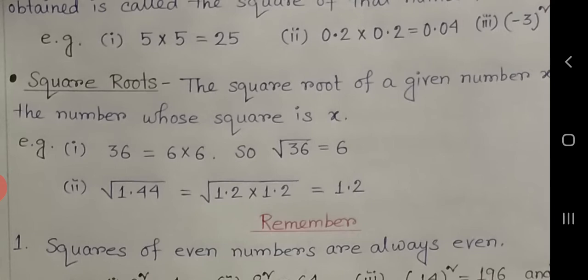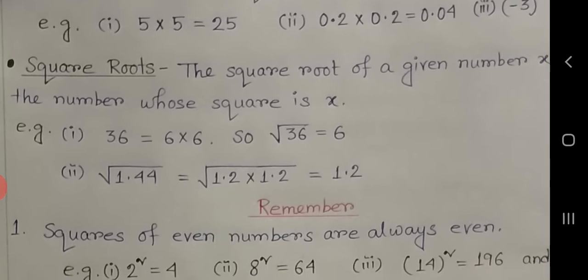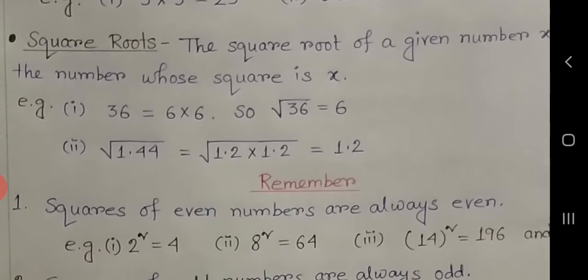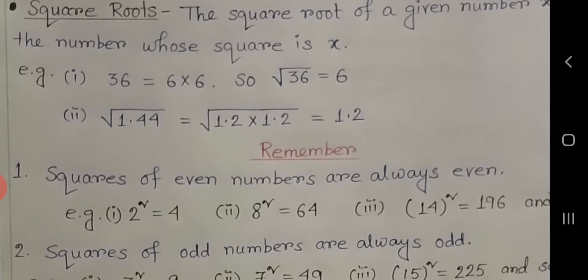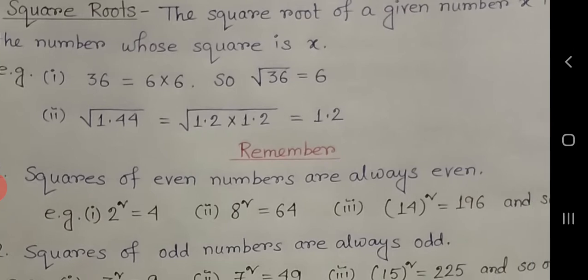Now you have to remember a few things. First, squares of even numbers are always even. That means even numbers, so we know 2, 4, 6, 8, all multiples of 2. So the square of the even numbers, for example 2 square is equal to 4. Here 2 is an even number and the square of 2 is 4. It is also an even number. 8 square. 8 is an even number and the square of 8 is 64. It is also an even number.